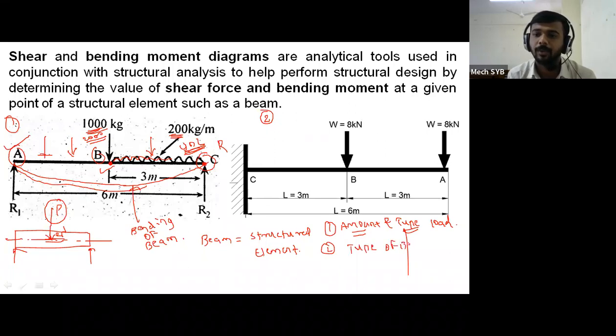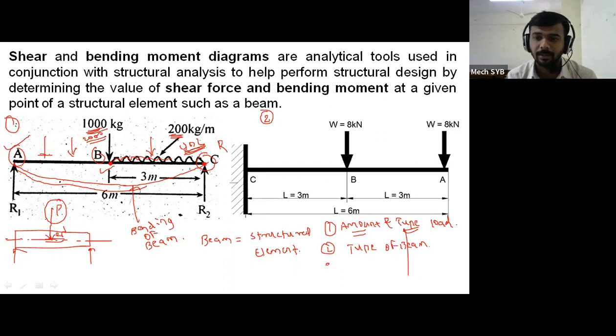Type of beam. Which type of beam we are using in the application, whether that beam is simply supported, whether that beam is overhanging beam, whether that beam is cantilever beam, or whether that beam is fixed beam, or whether it is continuous beam. Which type of beam we are using for that particular application, based on that also bending of the beam will be variable. Please keep in mind, the bending of the beam is also variable according to which type of beam we are using for the particular application.